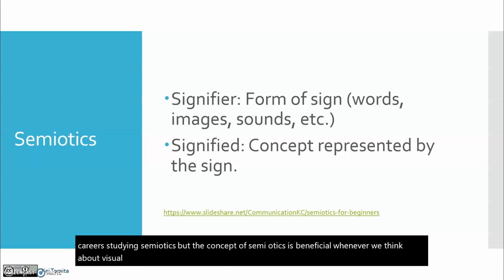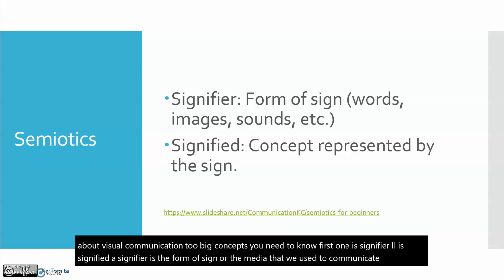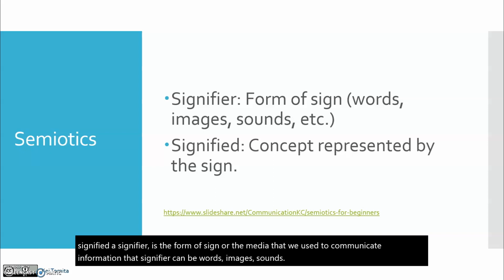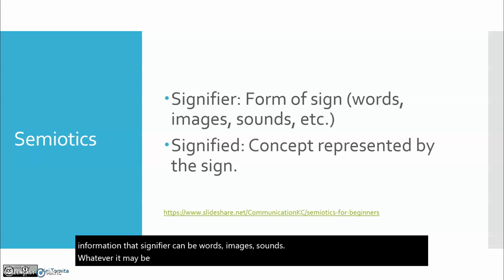Two big concepts you need to know. First one is signifier. The second is signified. A signifier is the form of sign or the media that we use to communicate information. That signifier can be words, images, sounds, whatever it may be that communicates the ideas. The signified is the idea that is communicated by the sign or signifier.